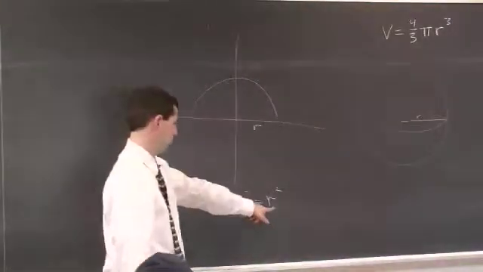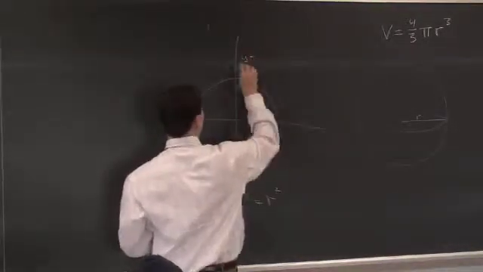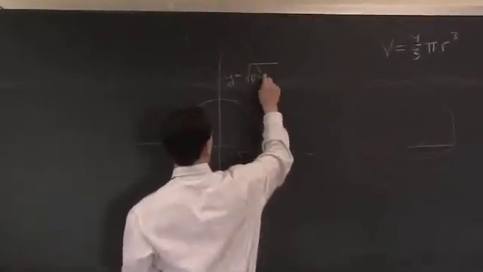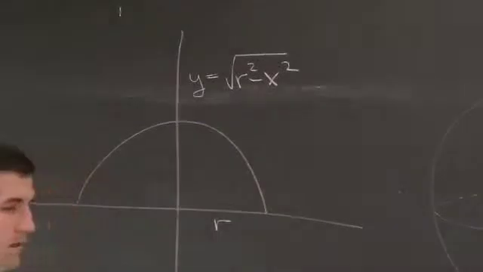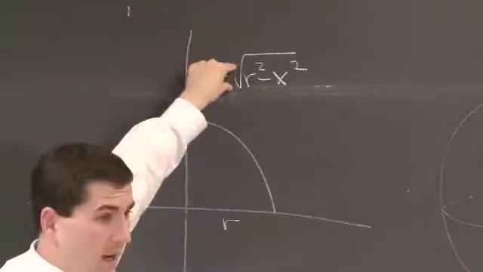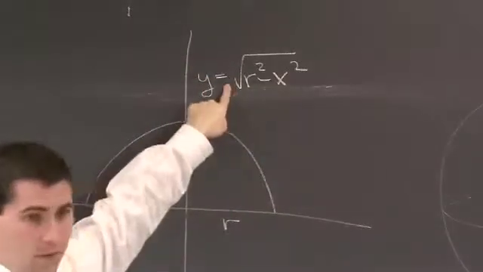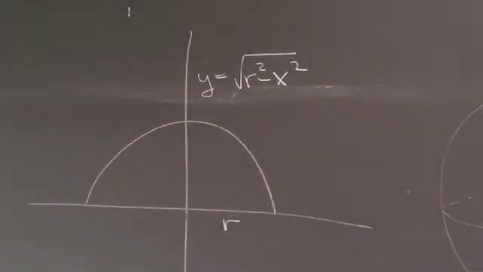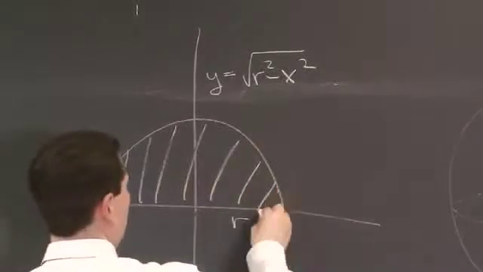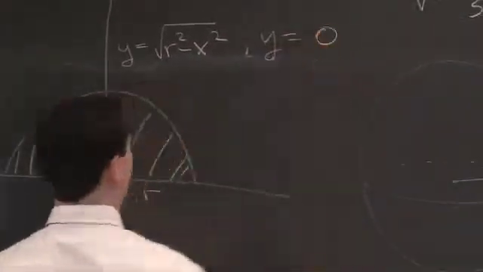If you want to solve for y, you could write this as y equals the square root of r squared minus x squared. Now, this should be plus or minus in general, but since we're looking at the top half of the circle, we just take the plus part. And of course, we bound it by that function and the x-axis, which is y equals 0.